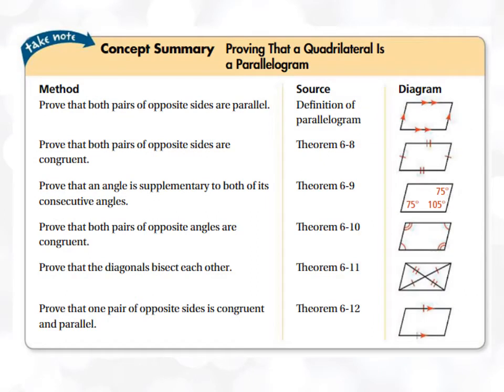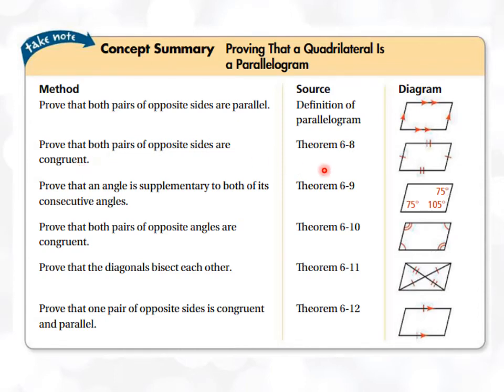So from all these you can consolidate. These are the things you have to prove in that a quadrilateral is a parallelogram. In the lesson we are discussing, prove both pairs of opposite sides are parallel by using the definition of the parallelogram. This will be the diagram.